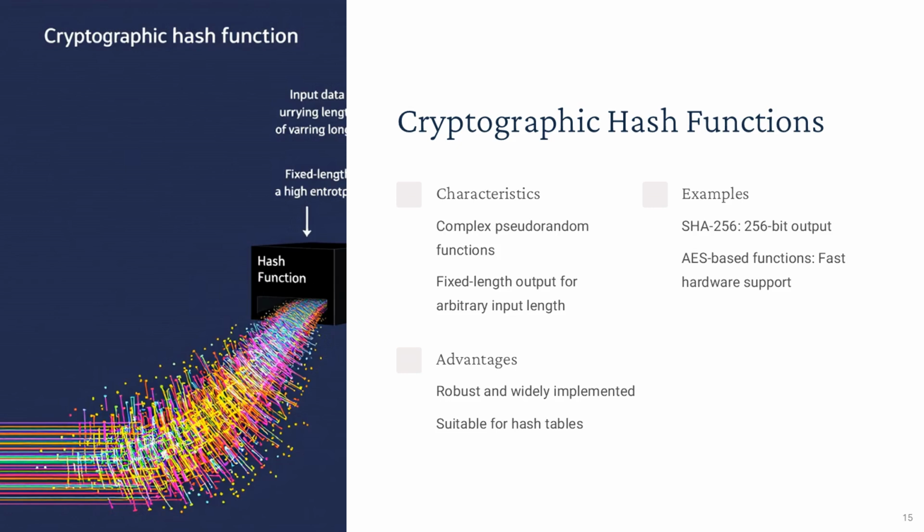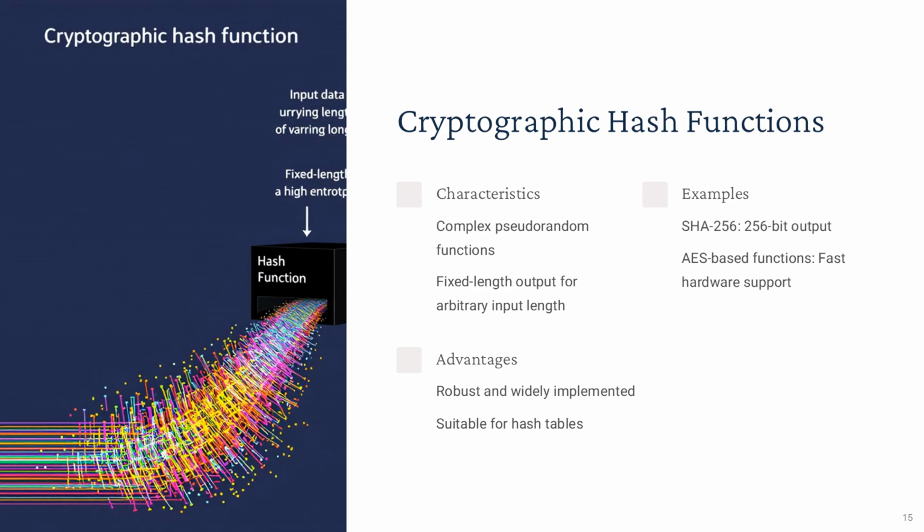Cryptographic hash functions are specialized algorithms that transform inputs of arbitrary length into fixed-length outputs. These functions are designed to be highly secure, with properties such as collision resistance and pseudorandomness. Examples include SHA-256, which generates a 256-bit hash, and ICE-based functions, which leverage hardware for speed. These functions are essential in systems where data security is paramount.